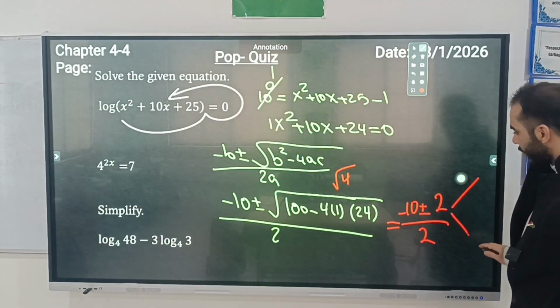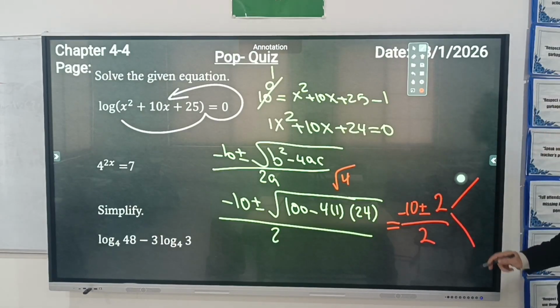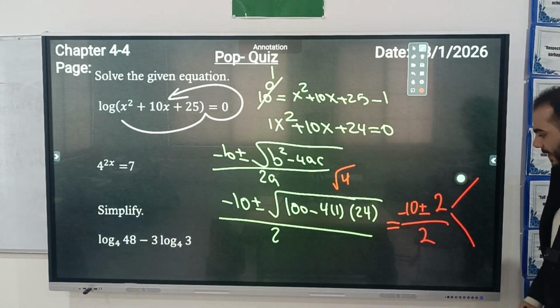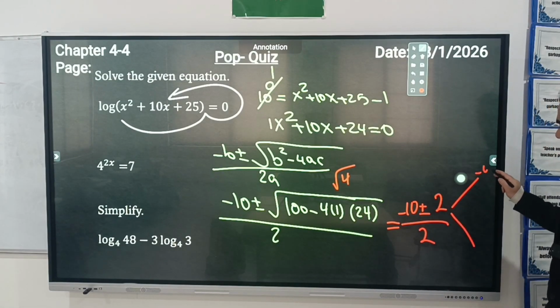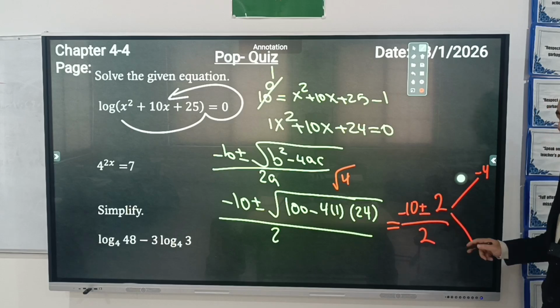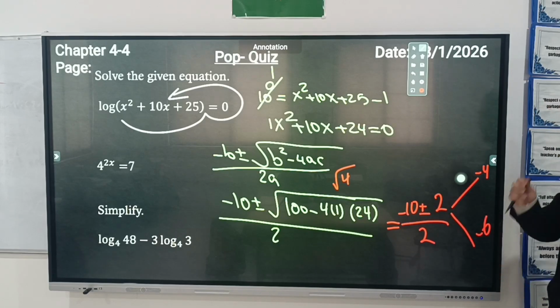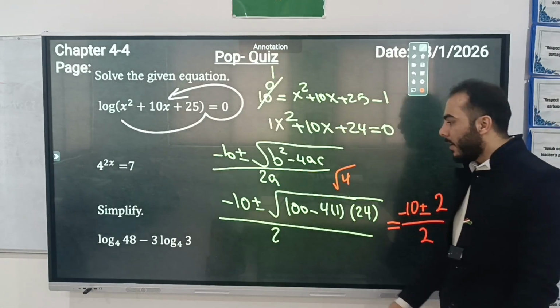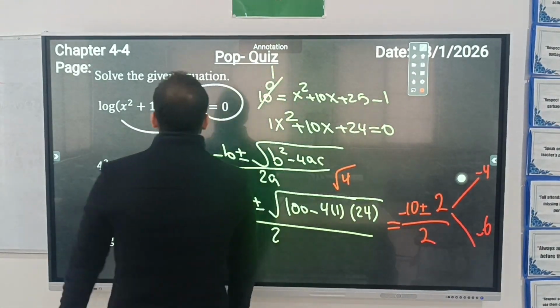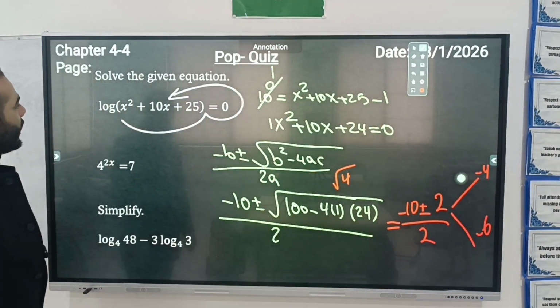Now one answer is going to be -10 plus 2, which is -8, over 2, which is -4. The other is -10 minus 2, which is -12, divided by 2, which is equal to -6. Those are the solutions of this equation.